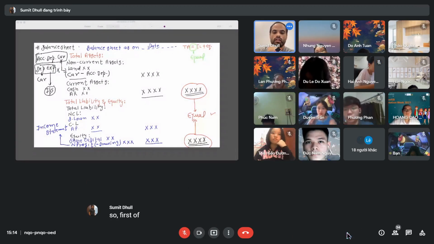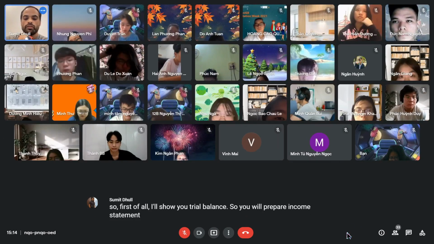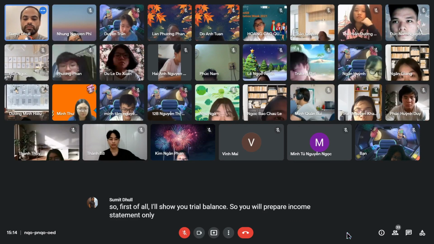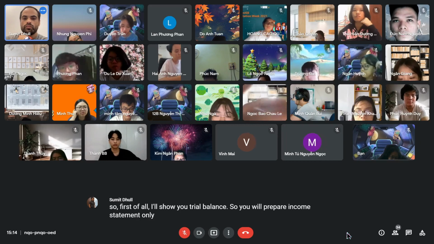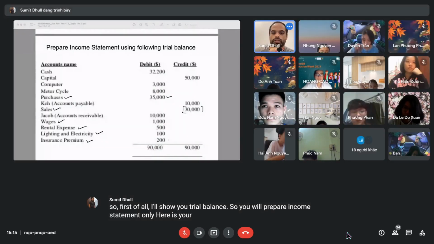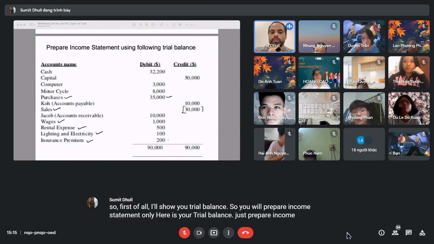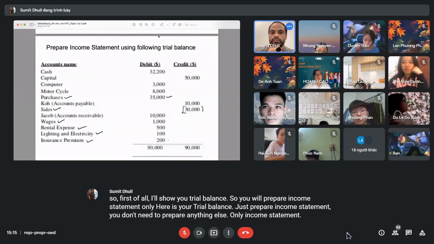First of all, I'll show you the trial balance. So you will prepare the income statement only. Here is your trial balance. Just prepare the income statement. You don't need to prepare anything else, only the income statement, right?